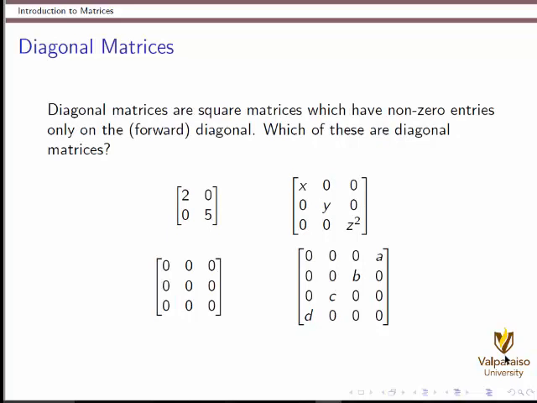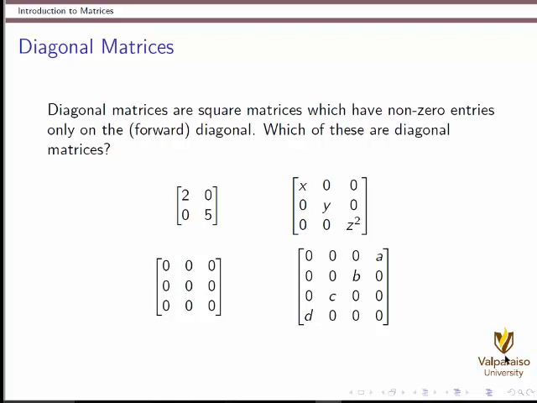A diagonal matrix is another special kind of matrix, and these are matrices that have non-zero entries only on the forward diagonal. That means upper left to lower right. So non-zero entries, or maybe even 0 entries on the main diagonal, but zeros everywhere else.